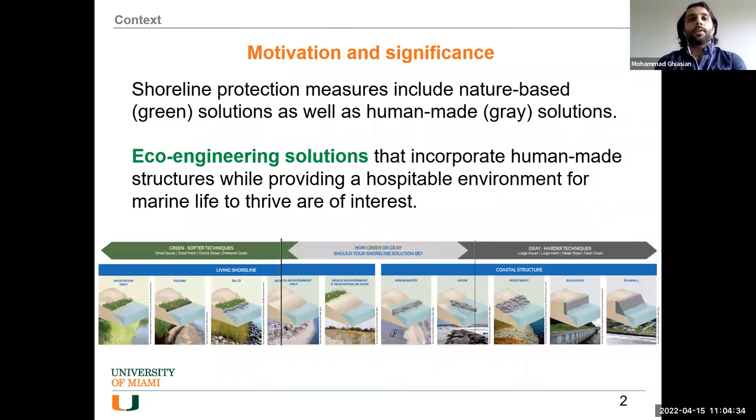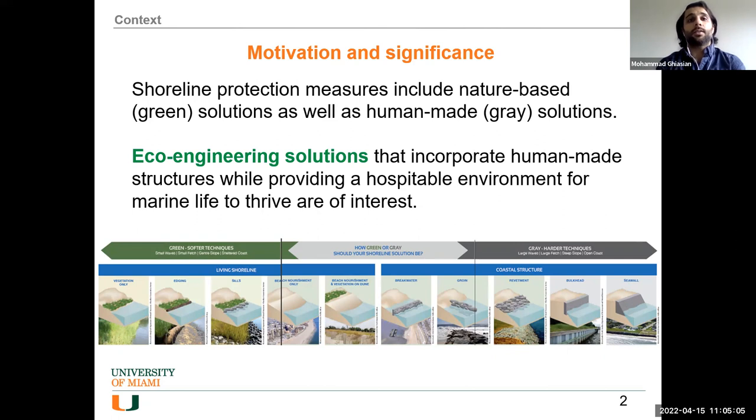Generally, for protecting the shorelines, we have two options in common practice. The first and very traditional option is using man-made, or gray, solutions for protecting the shorelines. This includes concrete seawall structures, concrete breakwaters, groins, and all other infrastructure that dissipates the wave energy and protects the shoreline from flooding.